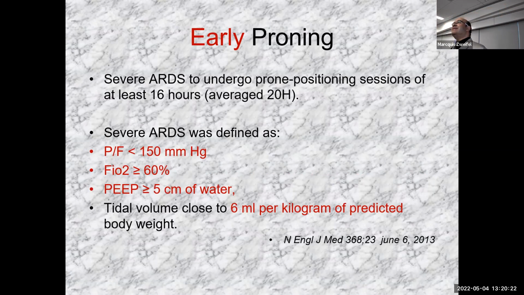Most of the studies use this setting: PF ratio less than 150, FiO2 60% or higher, PEEP 5 or higher. This is when they enter. So it's early proning. You see the early in red? Don't wait until you do everything and he's not getting better, then you prone him.